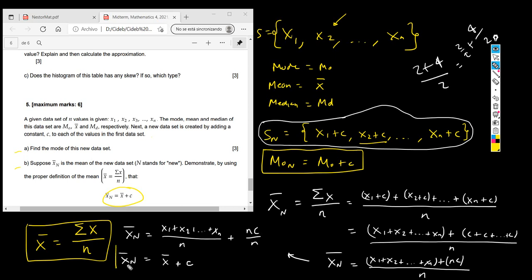And that's it. This is my conclusion. My conclusion is that the new mean for the new data set is going to be equal to the old mean plus the constant we just added, which is what you have here. Okay, and that's it, guys. This concludes the process of the solution of this exam.